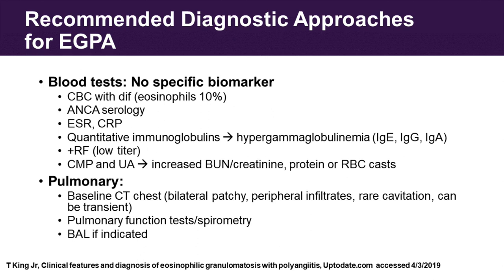Quantitative immunoglobulins, so you can see hypergammaglobulinemia, that's polyclonal, and increased levels of IgE, and that will play a role later when we talk about some of the treatment targets. And of course, you're looking for renal involvement with your urine and metabolic panel. In terms of pulmonary involvement, you get a baseline CT chest. Usually, like I said, you're going to see those patchy bilateral infiltrates, less of those cavitary lesions that you see in Wegener's or GPA. You'll get your pulmonary function test and spirometry at baseline and a BAL if it's indicated.